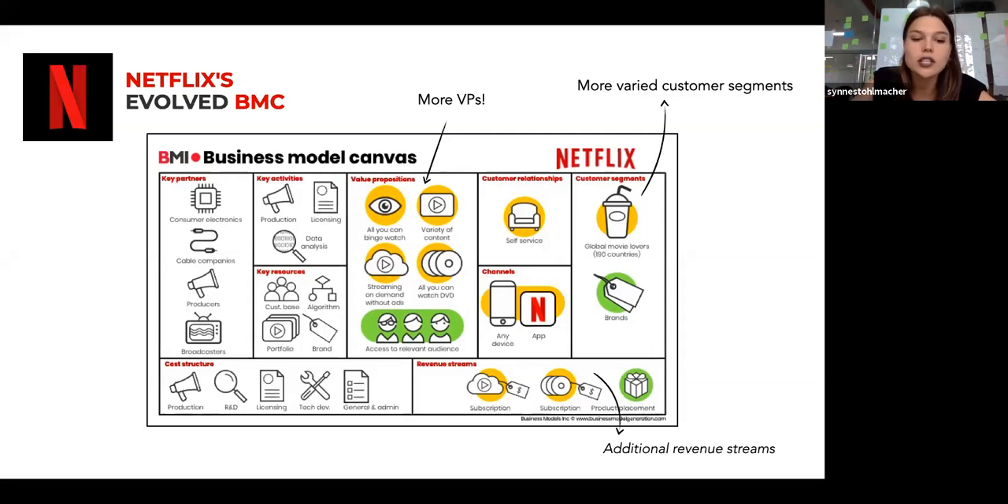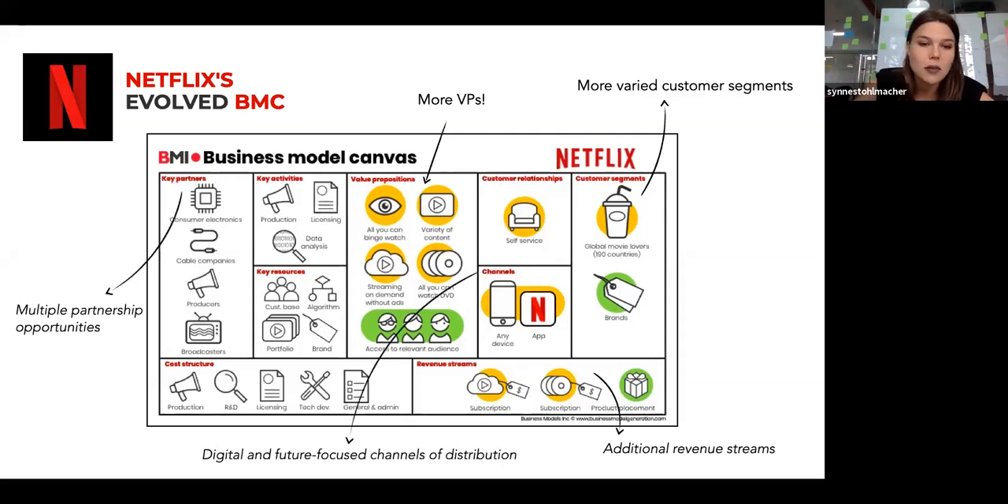And you see the cost structure has also changed to be much more around production, R&D, licensing, technology development, and also general and admin. So this is how the model has developed over time. The only reason why Netflix managed to evolve this way over time was because they understood their customer segments, they came up with new ideas, and they were constantly using design thinking to improve.